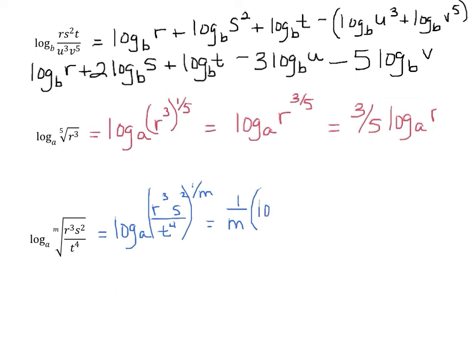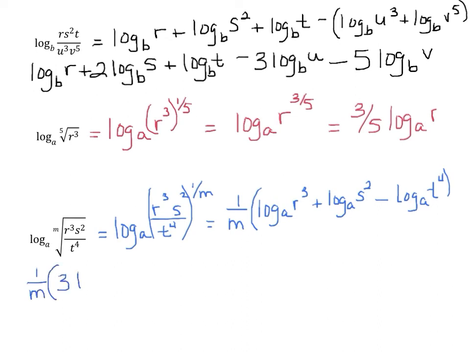So I have log base a of r cubed, plus log base a of s squared, minus log base a of t to the 4th. Okay, now I'm going to bring all of those exponents that I have here, I'm going to bring each one of those out front. So I'll keep my 1 over m here. My giant parentheses, this becomes 3 log base a of r, plus 2 log base a of s, minus 4 log base a of t.